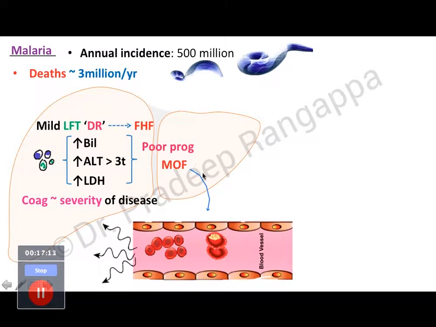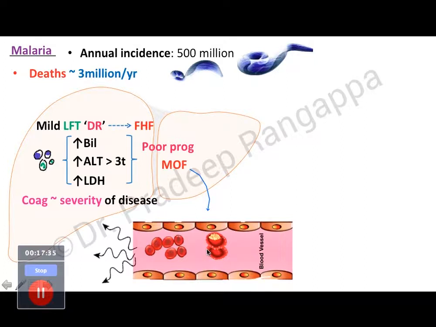And why does multi-organ failure happen? See, this is a malaria infected red blood cell. So once the red blood cells get infected with malaria, they express sticky areas. Okay, and these sticky areas get adherent to the vascular endothelium, and these sticky areas make all the red cells clump with each other.